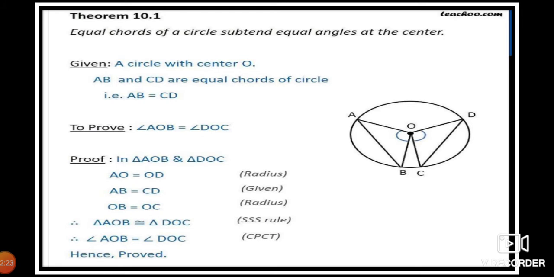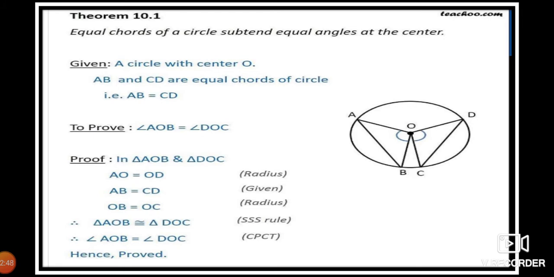Okay, next, theorem 10.1: equal chords of a circle subtend equal angles at the center. Observing carefully, equal chords of a circle subtend equal angles at the center. Chords you know already, center also we know. Whatever the angles formed at the center, they are equal. Like that only we have to prove.